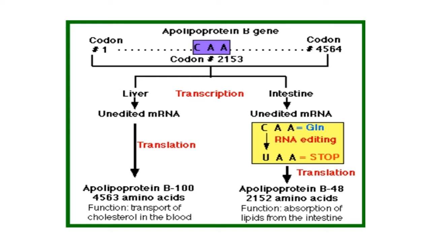ApoB100 and ApoB48 have different functions in two organs. So again, two organs: the intestine, which produces ApoB48, and the liver, which produces ApoB100.